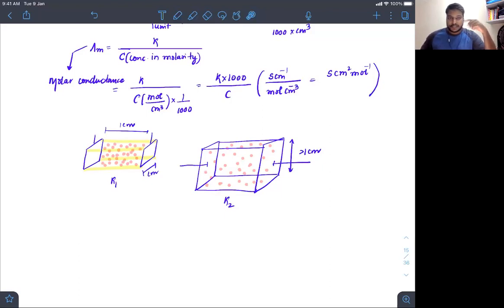Let us touch the definition once more. The definition says specific conductance is that conductance which is happening by electrolytic ions in unit distance separation with unit surface area. Tanish, is it clear? Yeah. Now apply that here.